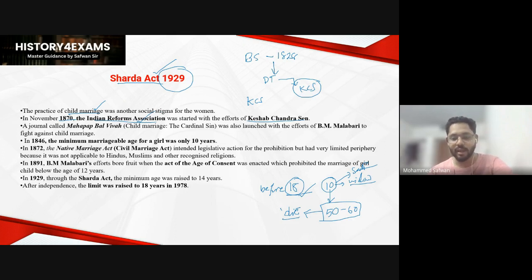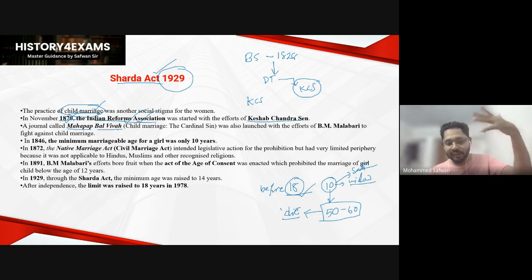Unfortunately, in 1865 there was some conflict in the Brahma Samaj and it split into the Brahma Samaj of India and the Adi Brahma Samaj because of the child marriage issue itself. That you have to read in the Brahma Samaj chapter; I'm not going to discuss that now. But regarding child marriage, one event in 1870 was that the Indian Reforms Association, founded by Keshav Chandra Sen, promoted raising the age of marriage. And a particular journal was issued, Mahapab Bal Vivah.